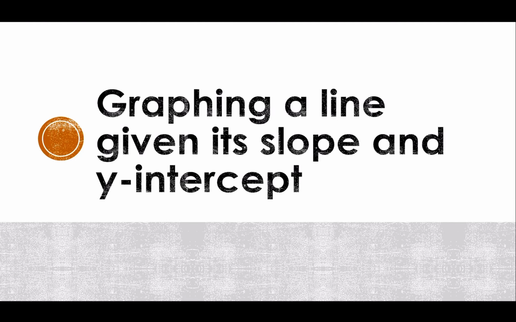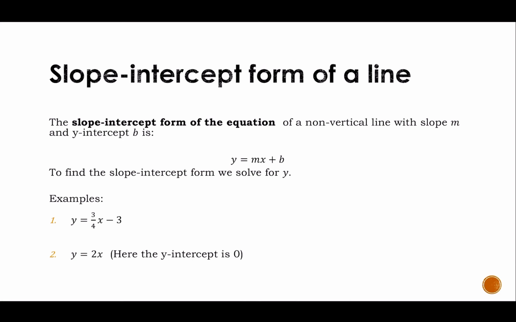This video covers how to graph a line given its slope and y-intercept. The first thing I want to talk about is the slope-intercept form. If I'm given the slope and the y-intercept, I could write the equation for my line. So y equals mx plus b is the slope-intercept form of a linear equation.